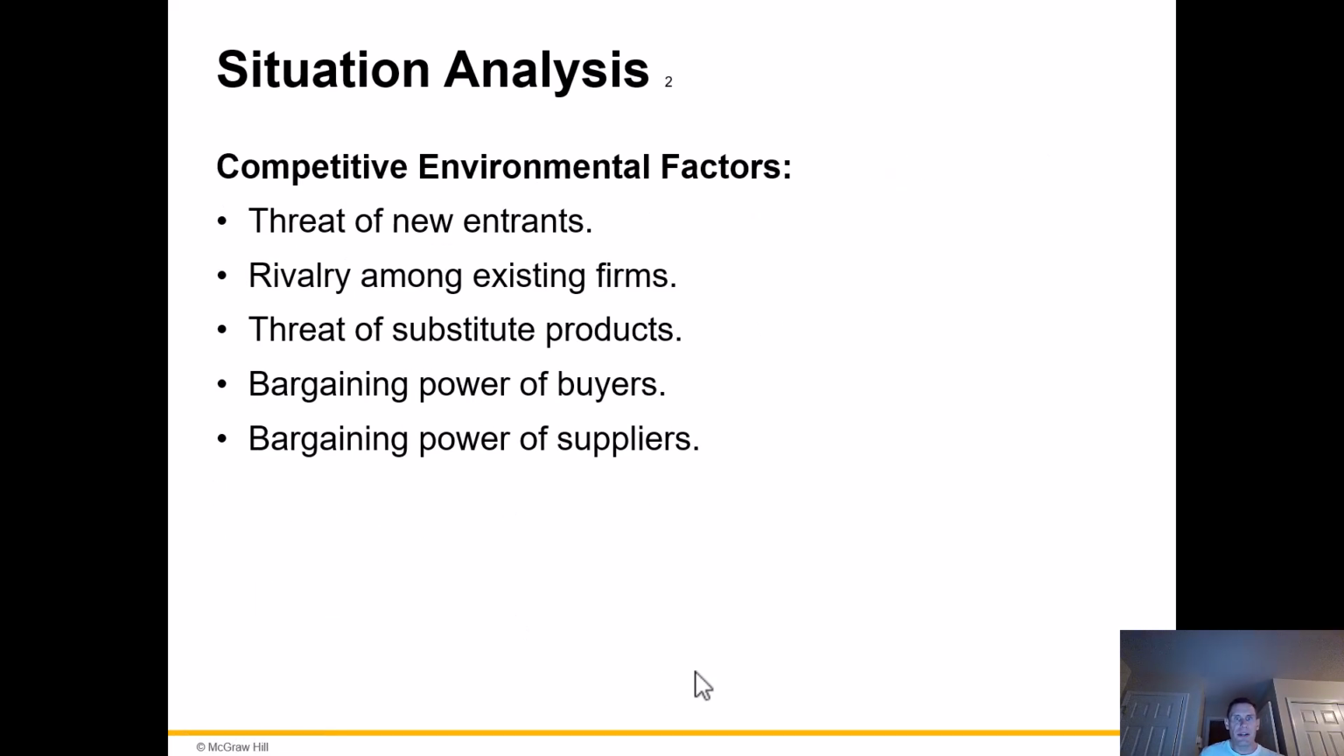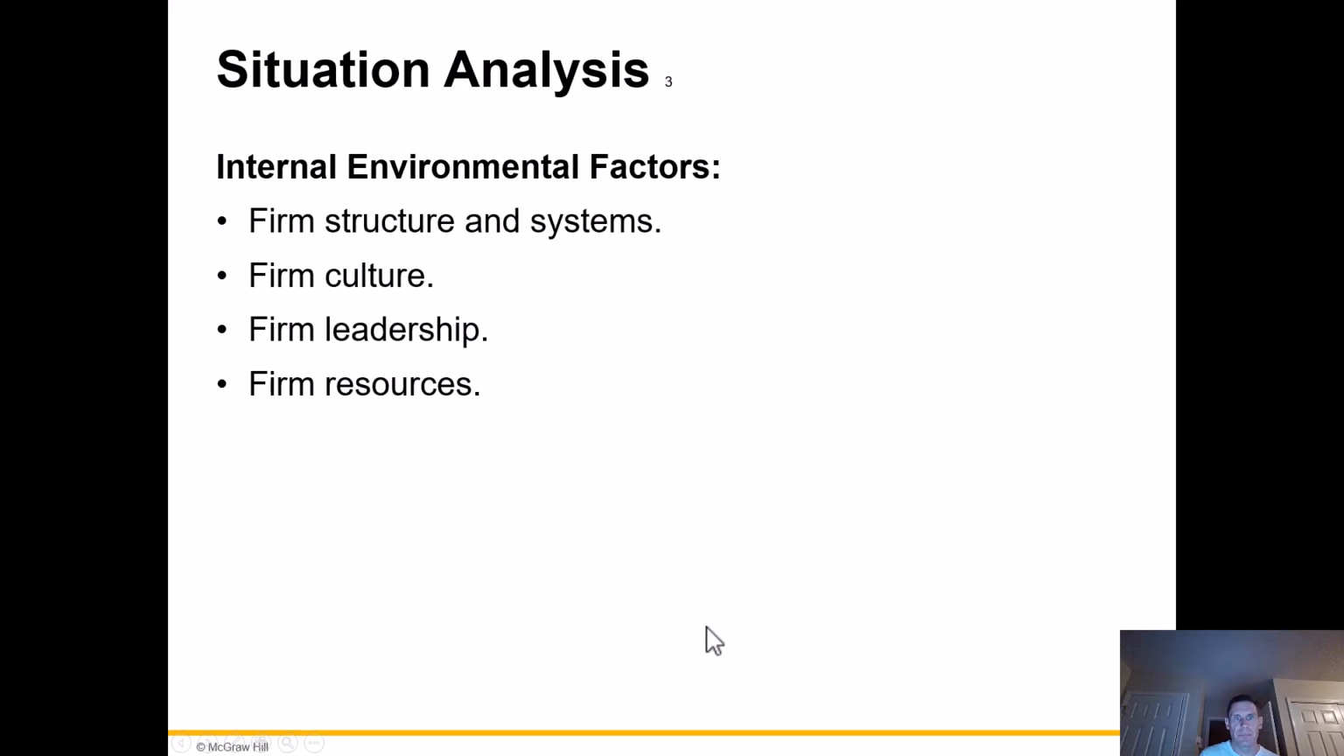So with respect to competitive environmental factors, we have to worry about the threat of new entrants, new companies coming in. What's the rivalry among existing firms? The threat of substitute products, which may be cheaper, the bargaining power of buyers, and of course the bargaining power of suppliers. And of course, this is very much out of the economics literature.